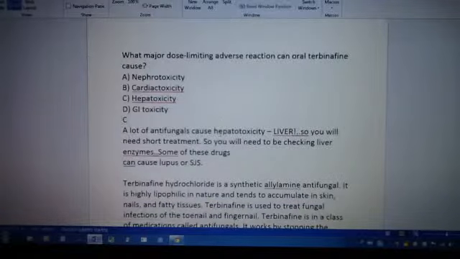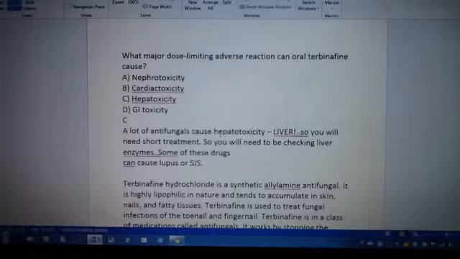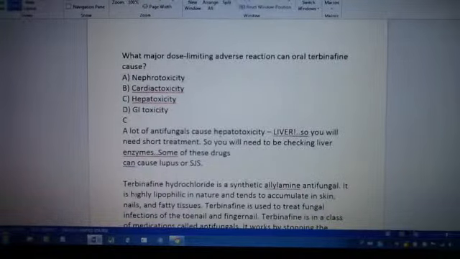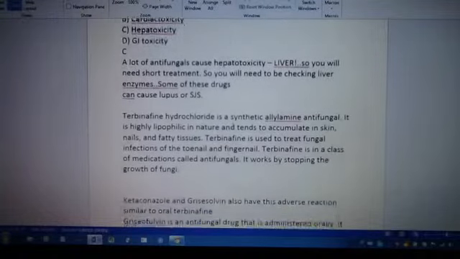Okay, next one. What major dose-limiting adverse reaction can oral terbinafine cause? A. Nephrotoxicity, B. Neurotoxicity, C. Hepatotoxicity, D. GI toxicity. The answer is hepatotoxicity. So a lot of antifungals can cause hepatotoxicity. You will need to be checking the liver enzymes. Remember, some of these drugs can cause lupus or SJS, Stevens-Johnson syndrome.